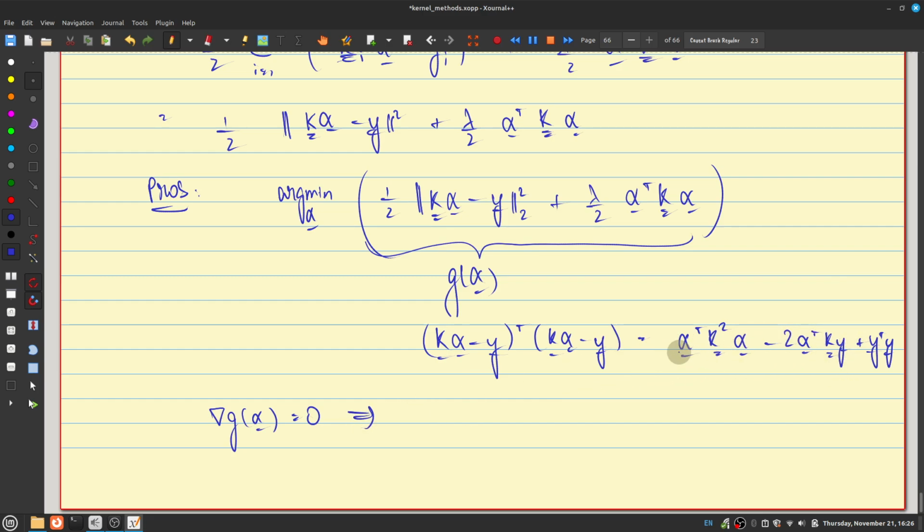So when you take the gradient of G with respect to alpha, that is the same as saying K square alpha minus, sorry, K times Y. Any problem? Minus Ky plus lambda K alpha. This should be equal to 0.